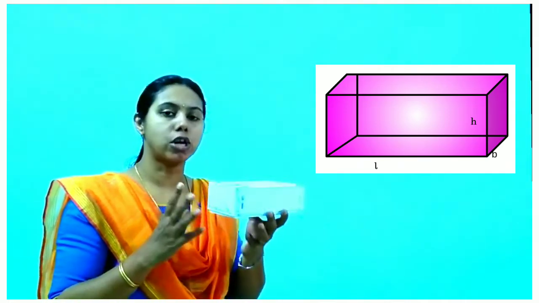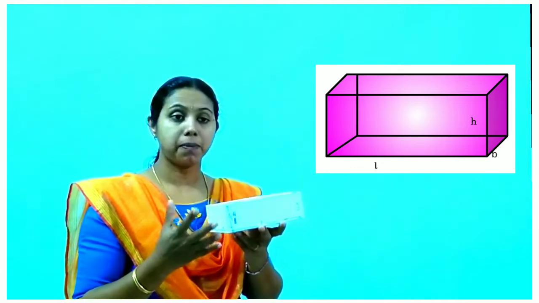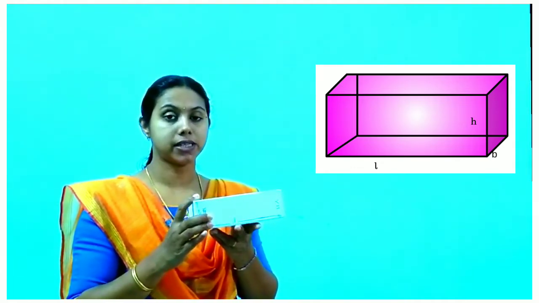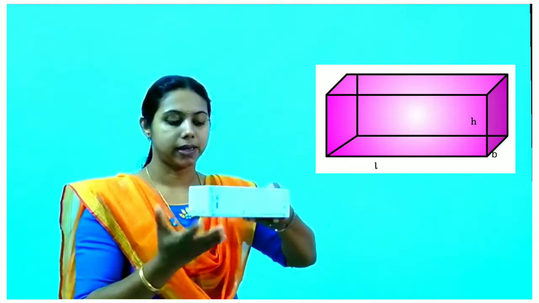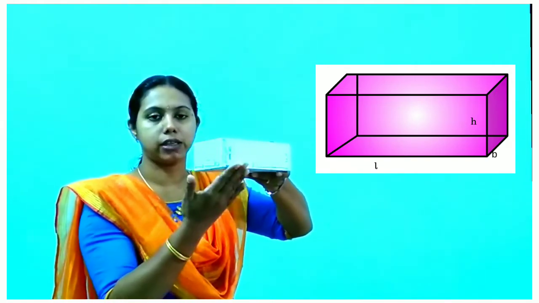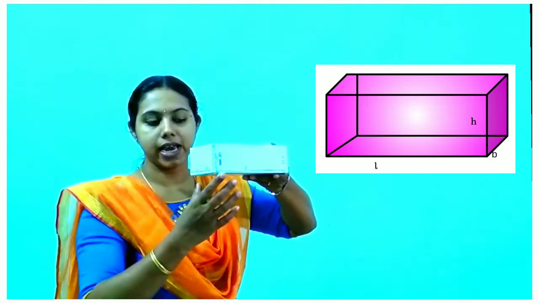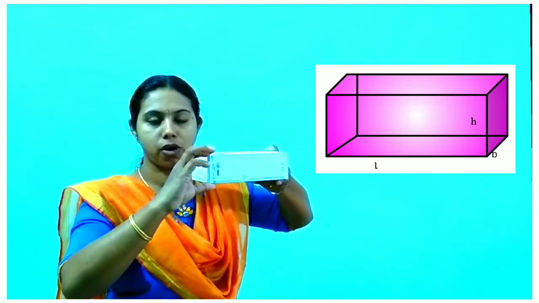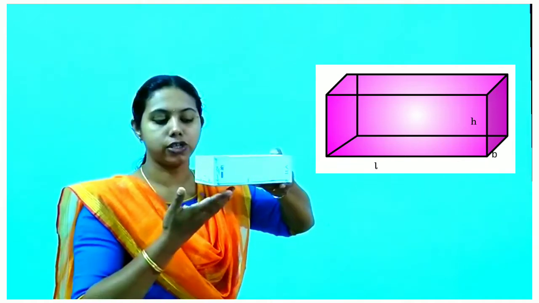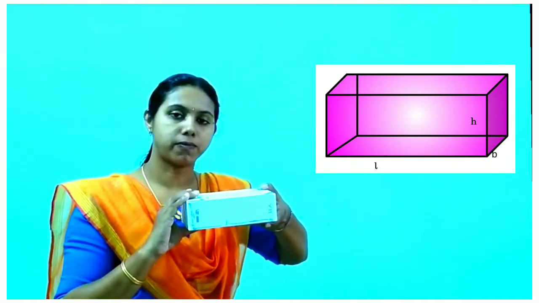Then what will be the volume of this cuboid? We know that volume is base area into height. The base area is a rectangular shape, so the base area is equal to length into breadth, L into B, into height. The height of this cuboid is H. So L into B into H, that is the volume of the cuboid.